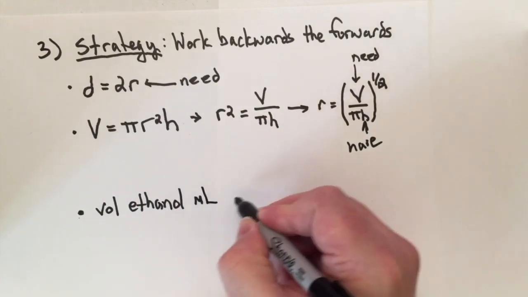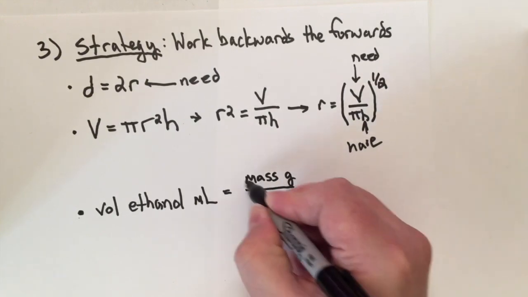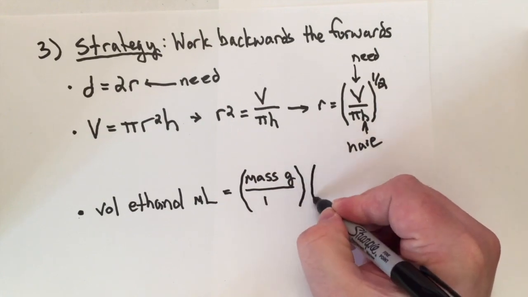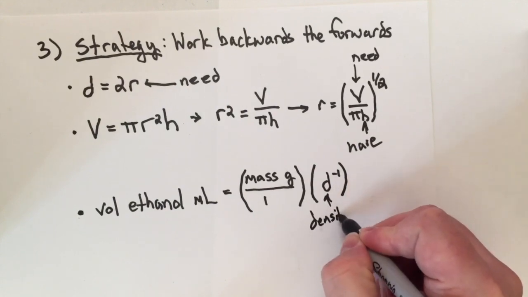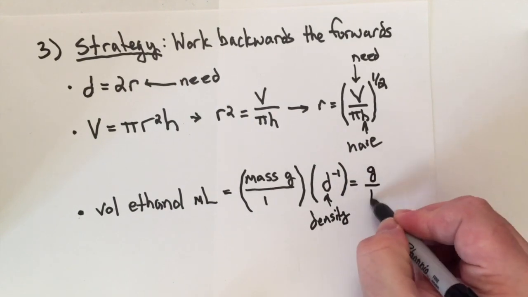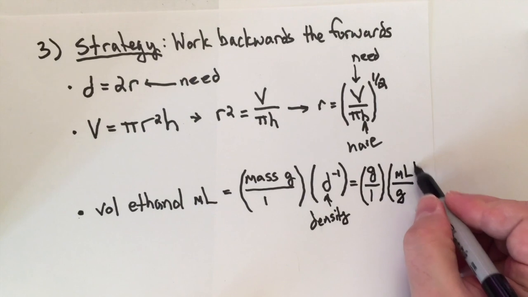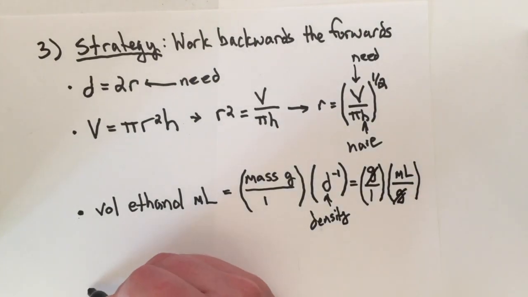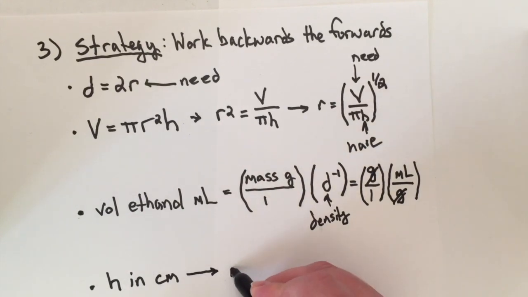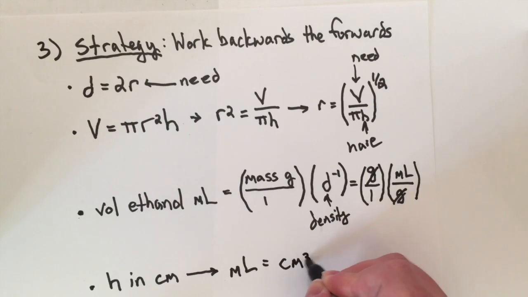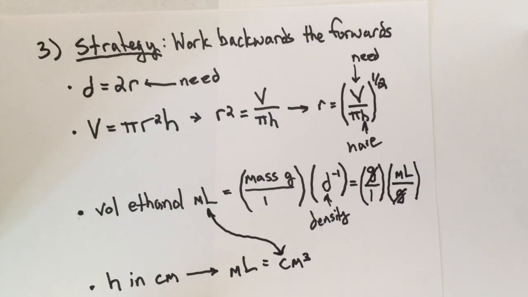So the volume of the ethanol is equal to its mass in grams times the inverse of the density. And here D is density, not diameter, which is grams times milliliters over grams. Grams cancels, we're left with milliliters. The height is given to us in terms of centimeters, but we know that a milliliter is equal to a cubic centimeter. So we're going to plug in cubic centimeters going through and working this forwards.